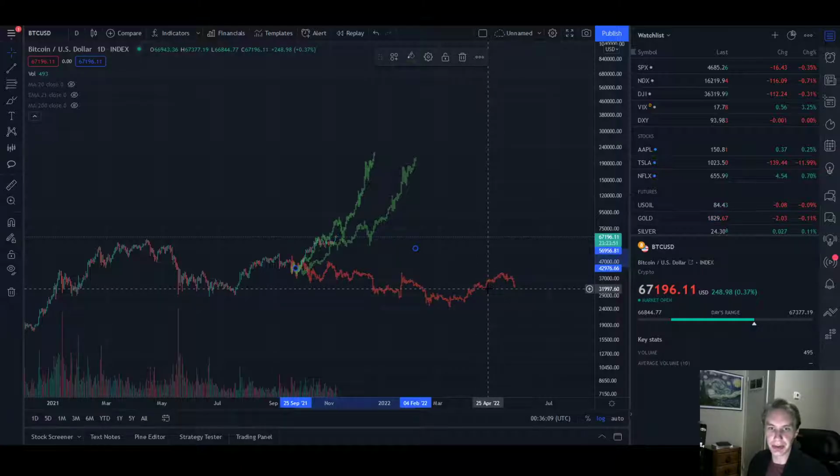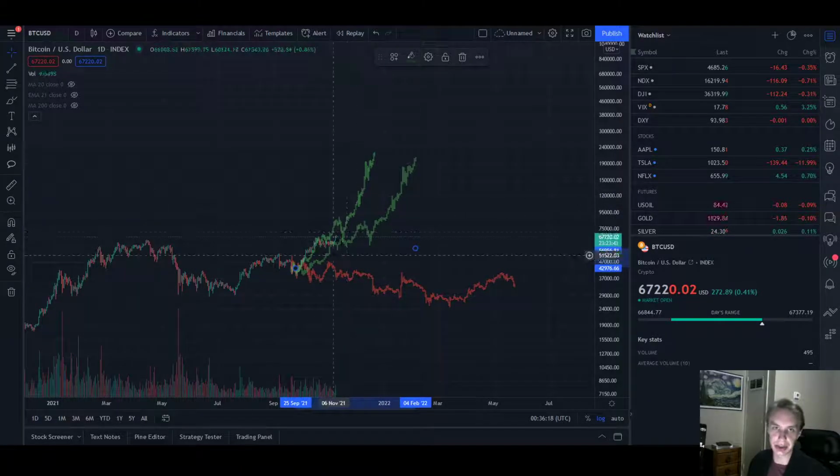So, not financial advice. Do your own research. Form your own opinions about where Bitcoin is heading. But this is just one of the things that I've been looking at and thinking about recently, looking at Bitcoin's price chart as it relates to the UDPI.